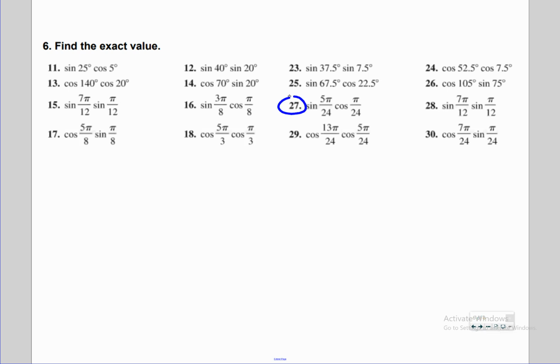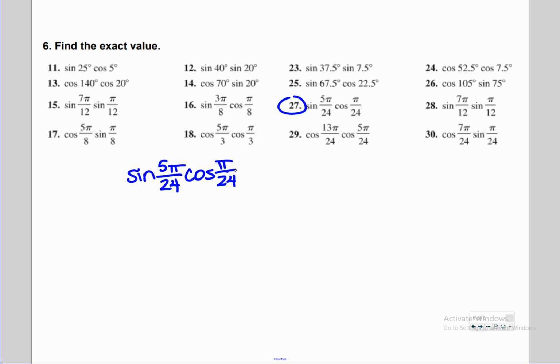Number 27. I've got sine 5 pi over 24, cosine pi over 24. One thing that can be tempting here is wanting to evaluate each of these individually, especially if it was something over 8 or something over 12. We could maybe use other identities to simplify each piece, but each piece in itself is a little bit messy.